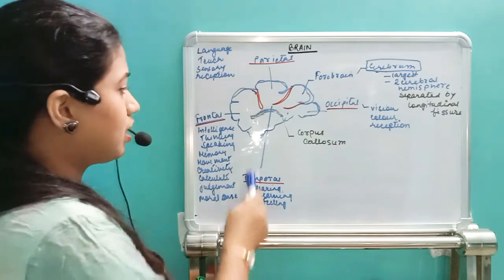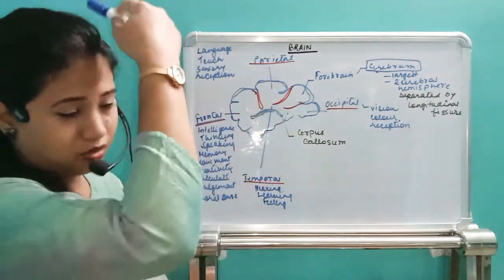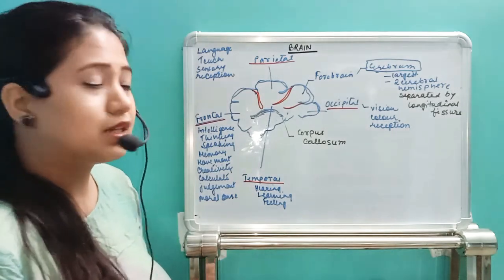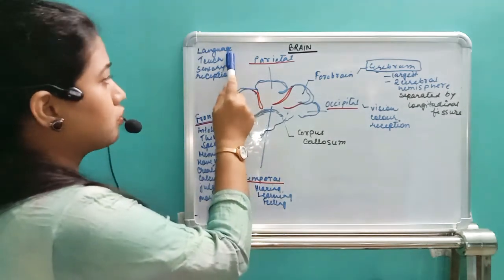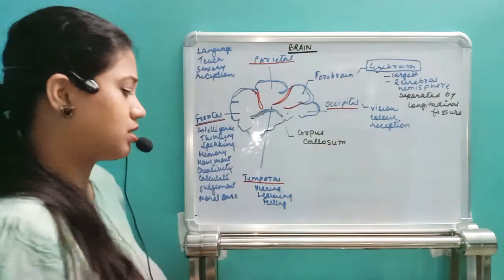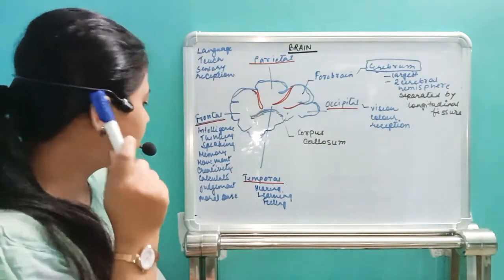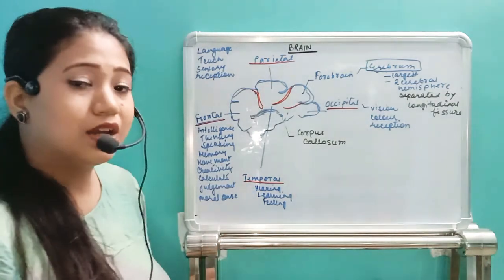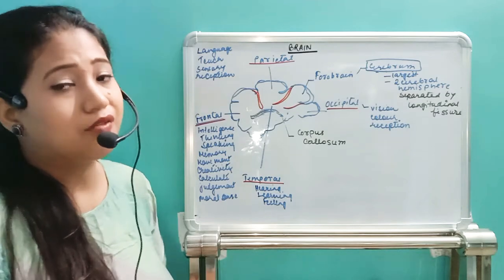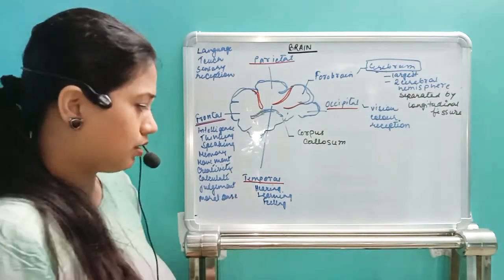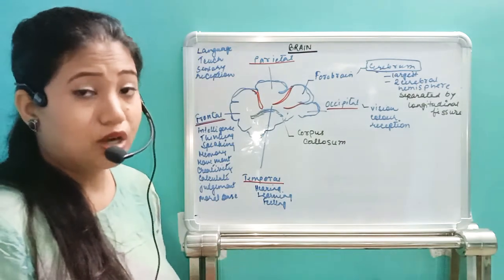Second thing, we are going to have the parietal lobes here on this side. These two are the parietal lobes. So these parietal lobes are going to control language, then touch, sensory and reception. Okay, next one is the temporal lobe. The temporal lobe will control hearing, then learning, then feeling. This type of senses are controlled by this temporal lobe.